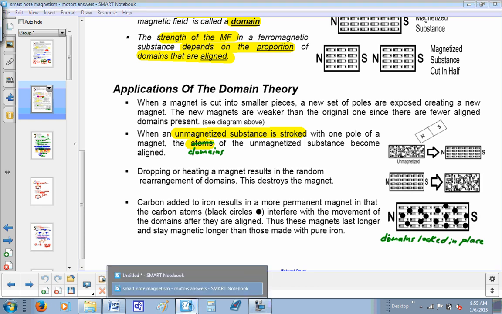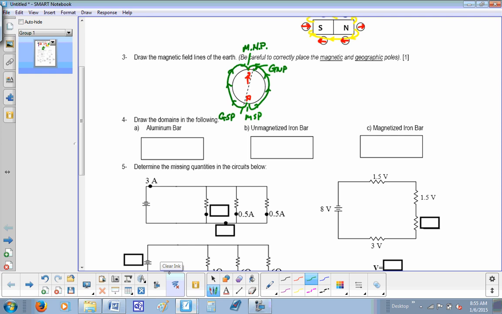So let's look at the quiz that we had. The two questions were, draw the domains in the following. So first substance was an aluminum bar. There are no domains because aluminum atoms cannot make a dipole. So they never can ever become magnetic.